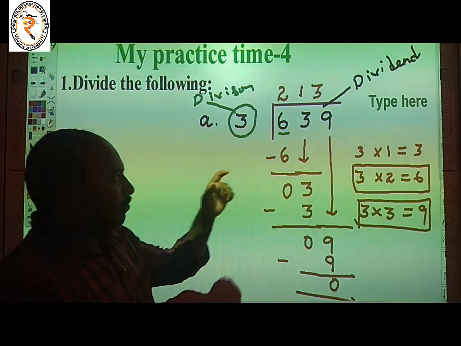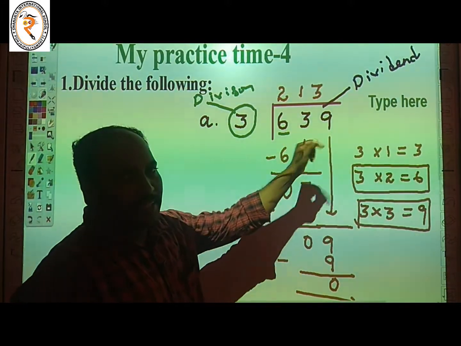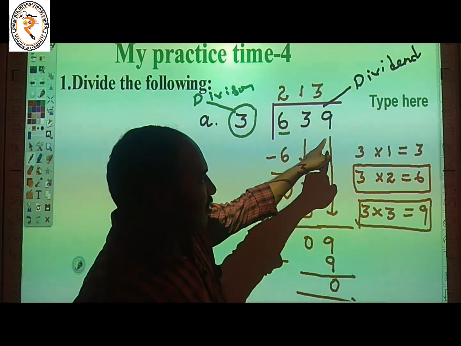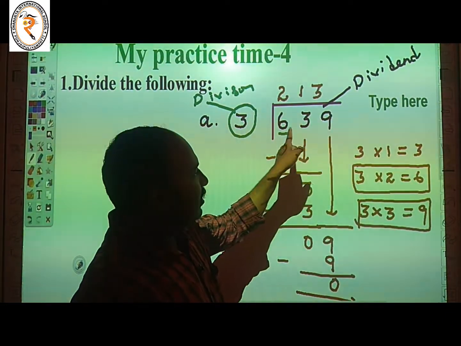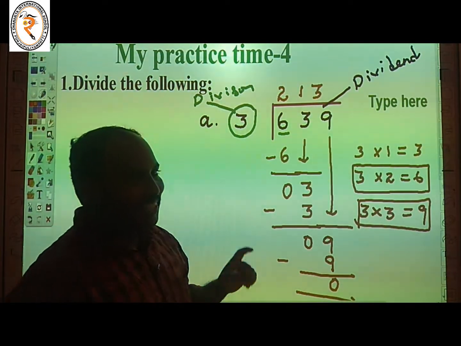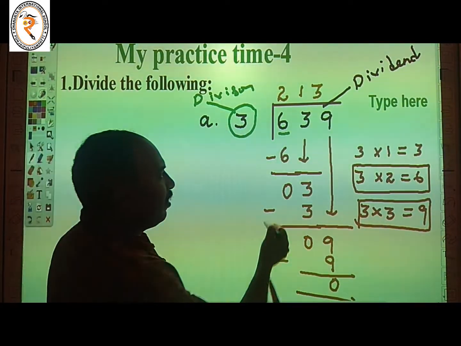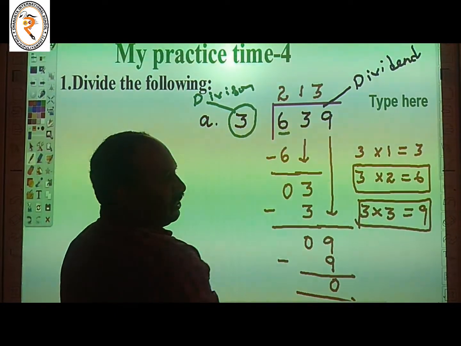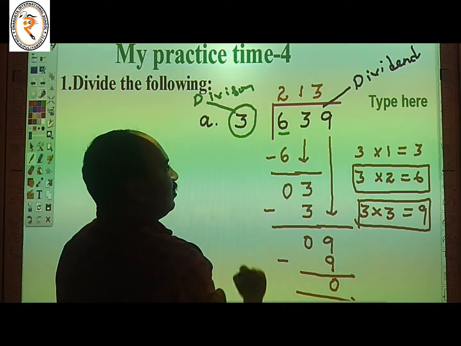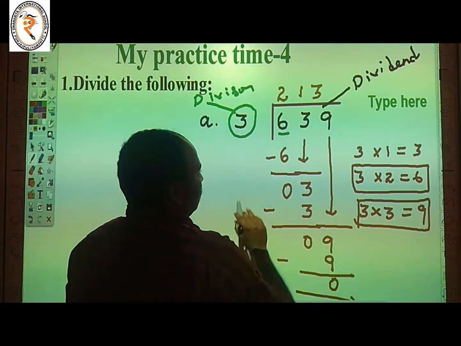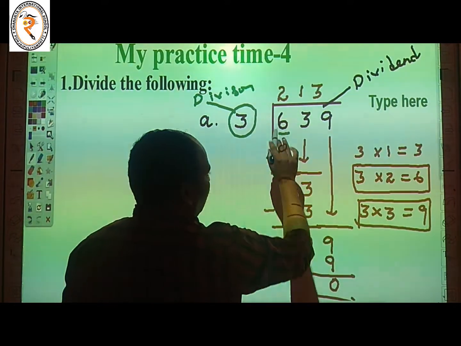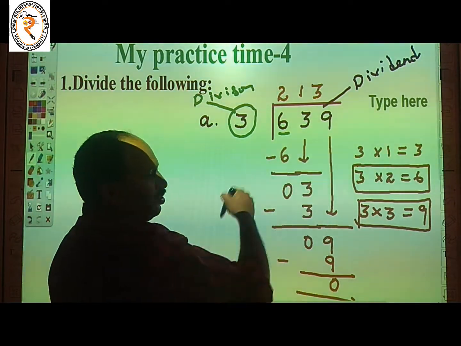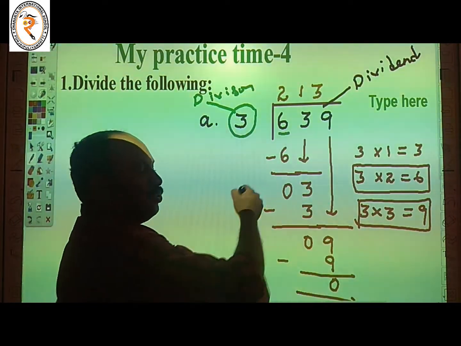Listen here. The dividend is 639 and the divisor is 3. We take the place values first: ones, tens, hundreds. We divide the hundreds place first. The hundreds place is 6, so 6 divided by 3. 3 2s are 6. Next we minus: 6 minus 6 is equal to 0.